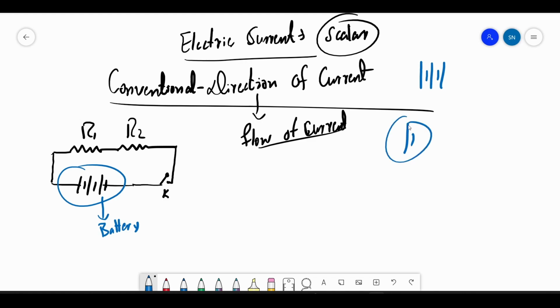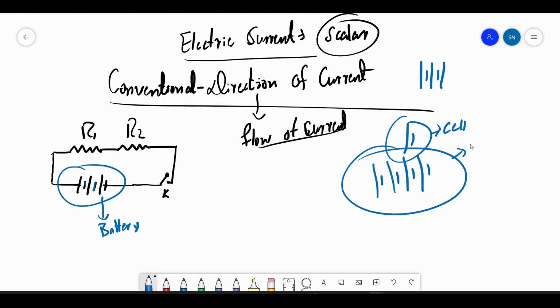This alone is a symbol of a cell, a big line and a smaller one. Now if you can see, it's basically the repetition of these bigger and smaller lines, right? There's a bigger line, there's a smaller line. That's because it is the symbol for a battery. And you know what a battery is? It's nothing but a combination of cells.